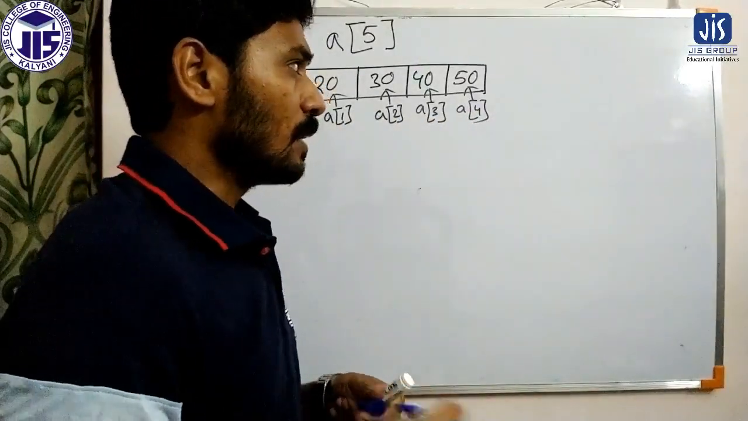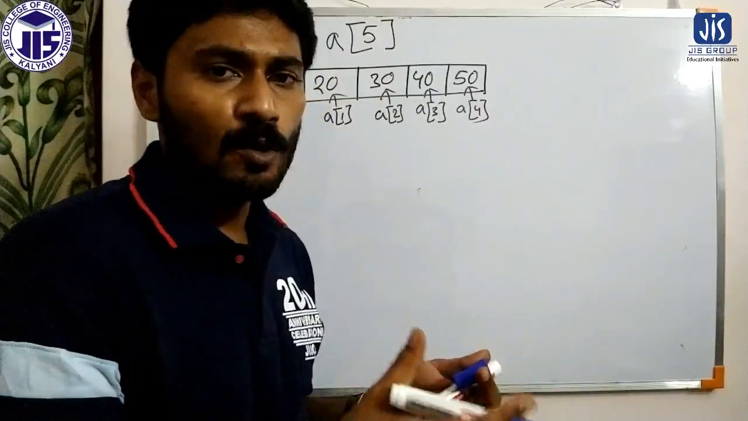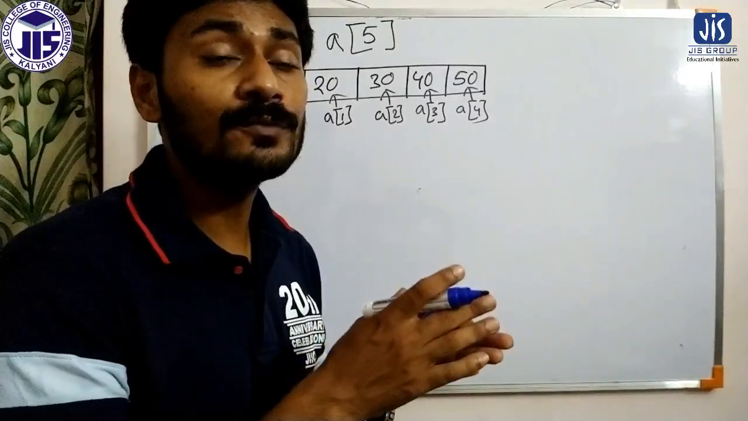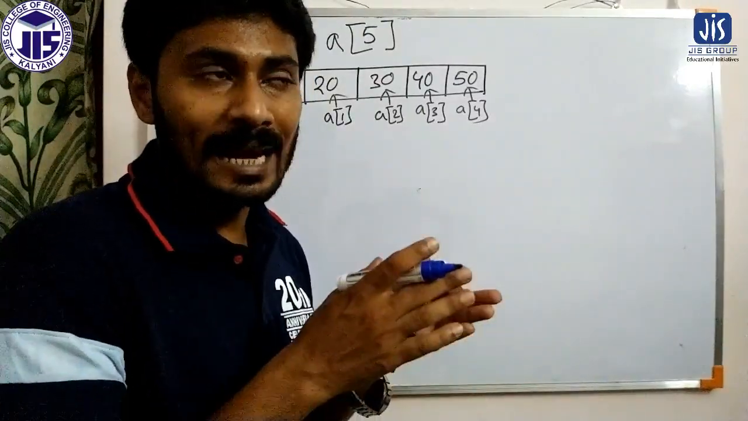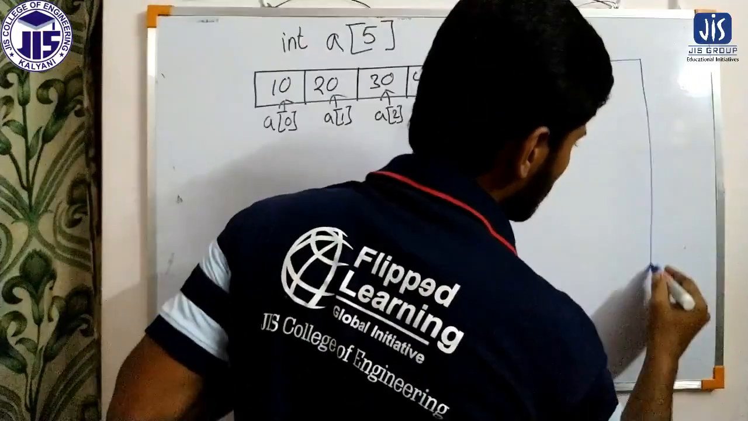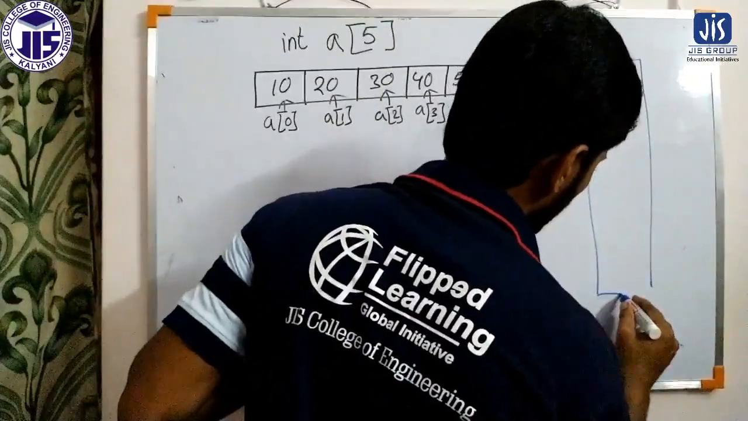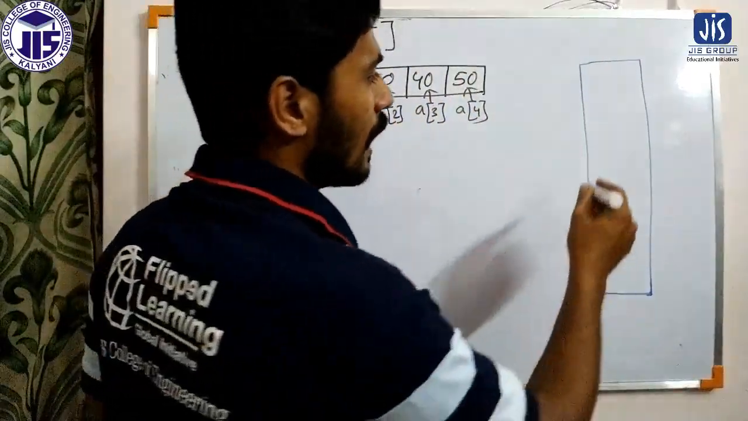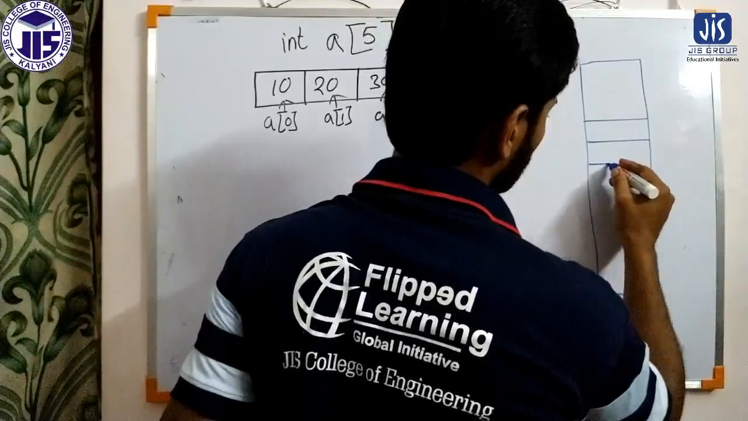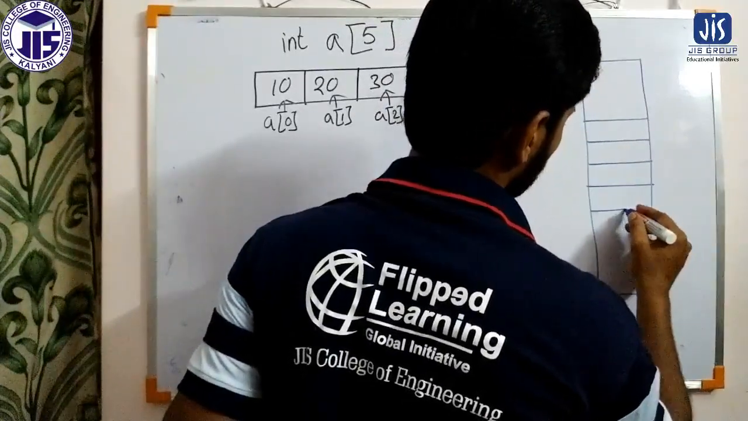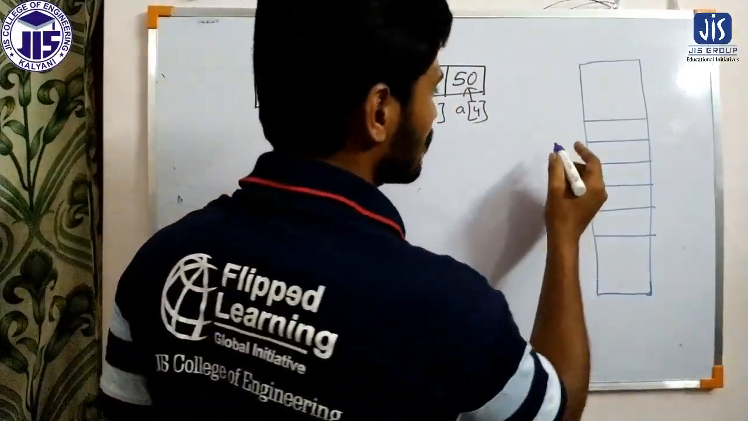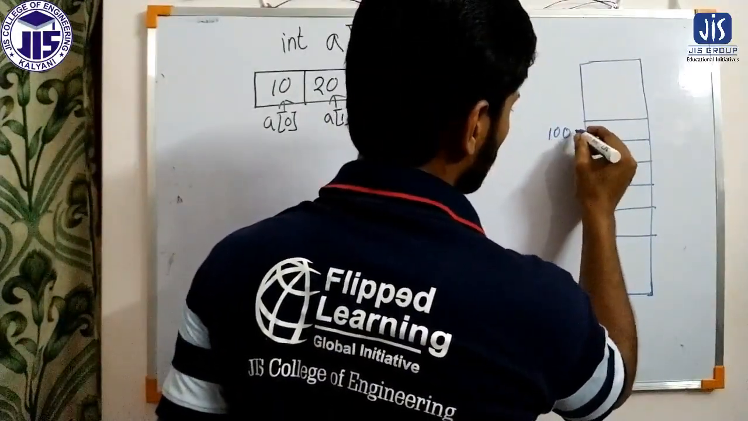And the array definition: array is a collection of homogeneous type of data, number 1, and number 2, array is a collection of continuous memory locations. The array data is stored in continuous memory locations. So if I consider this is our main memory, and we have an array. So this is a continuous 5 locations. For example, this location is 1000.